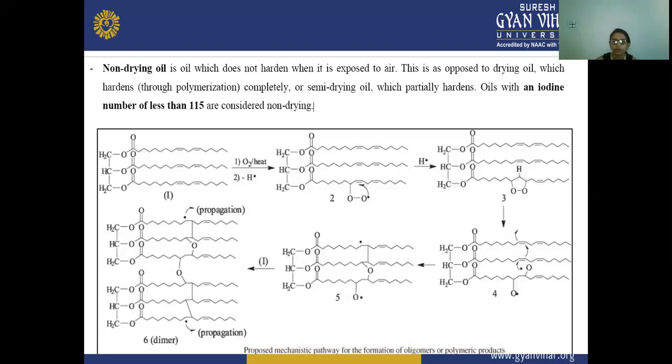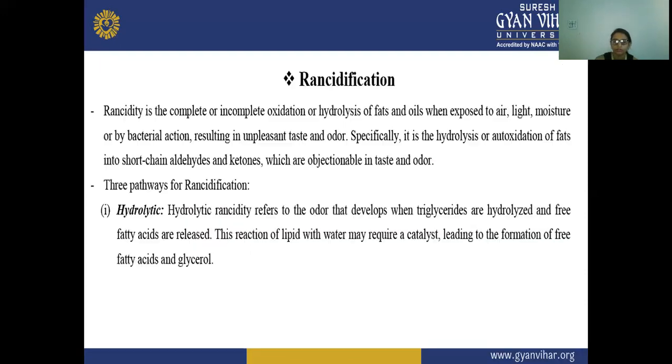Next, the non-drying oil is oil which does not harden when it is exposed to air, and this is opposed to drying oil which hardens completely, or semi-drying oil which partially hardens. These oils have an iodine number that is less than 115 and are considered non-drying. This is the proposed mechanism pathway for the formation of oligomers or polymeric products.